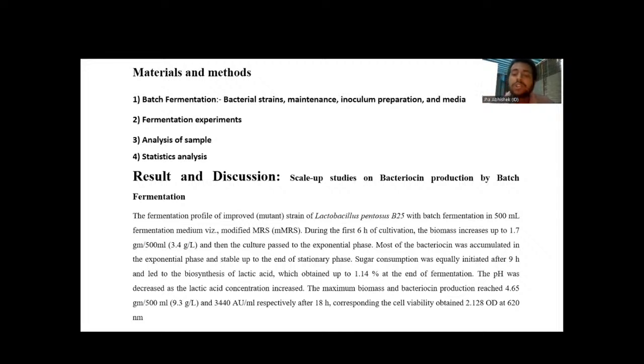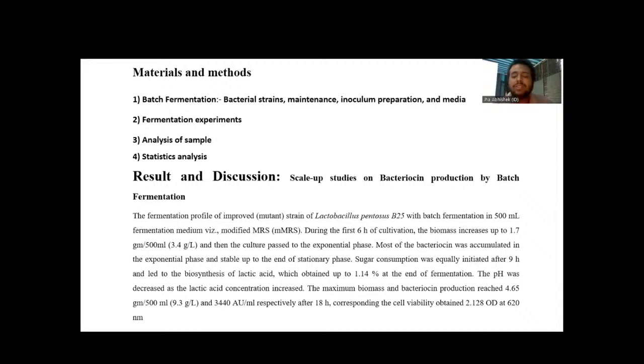Sugar consumption was equally initiated up to 9 hours and led to the biosynthesis of lactic acid. So they used the sugar and fermented lactic acid, which reached up to 1.14% at the end of fermentation. The pH decreased as the production of lactic acid increased. The maximum biomass and bacteriocin production reached 4.65 gram per ml, and if you compare it by liters, that is 9.3 and 34440 milliliter respectively after 18 hours.